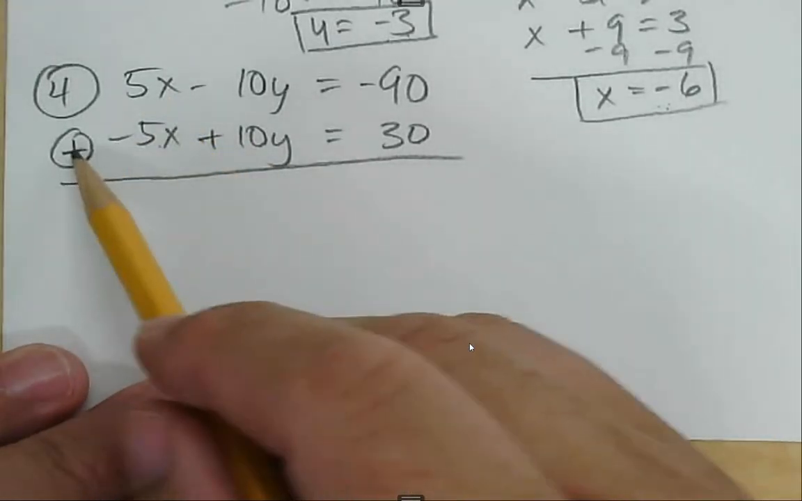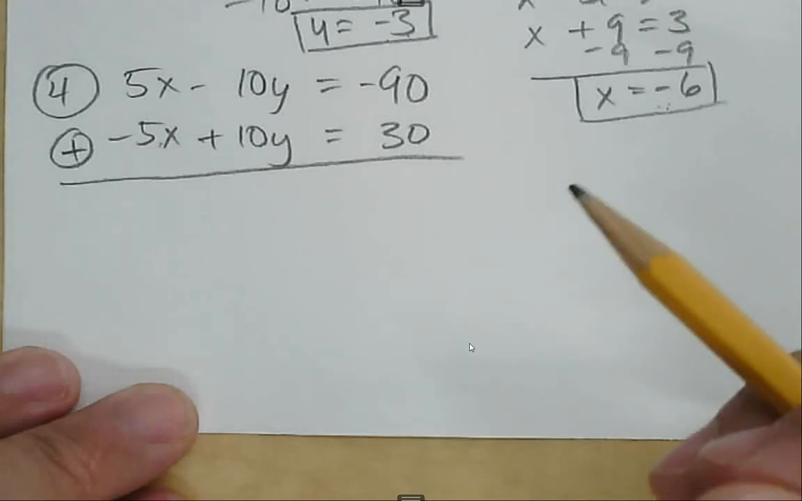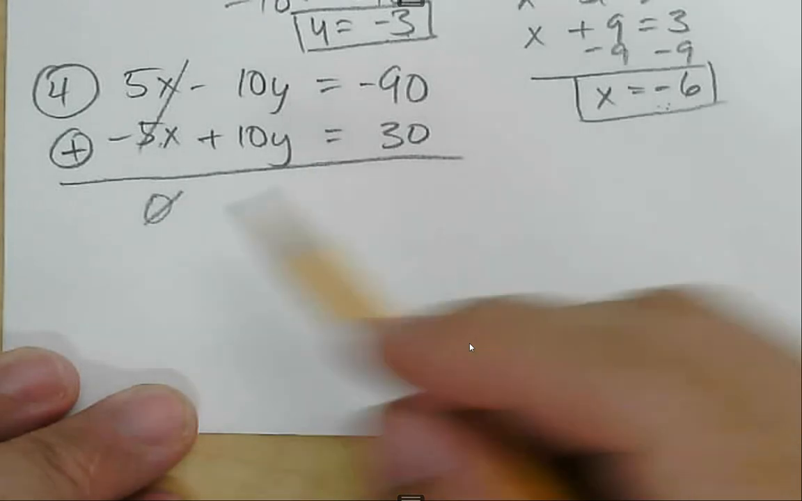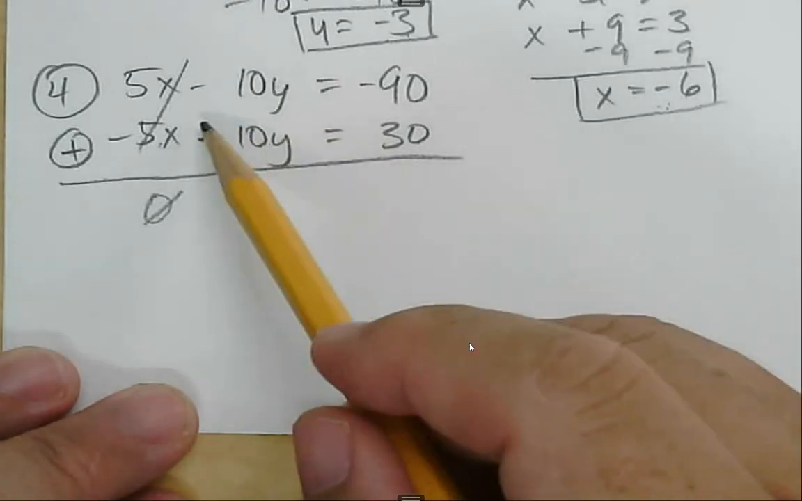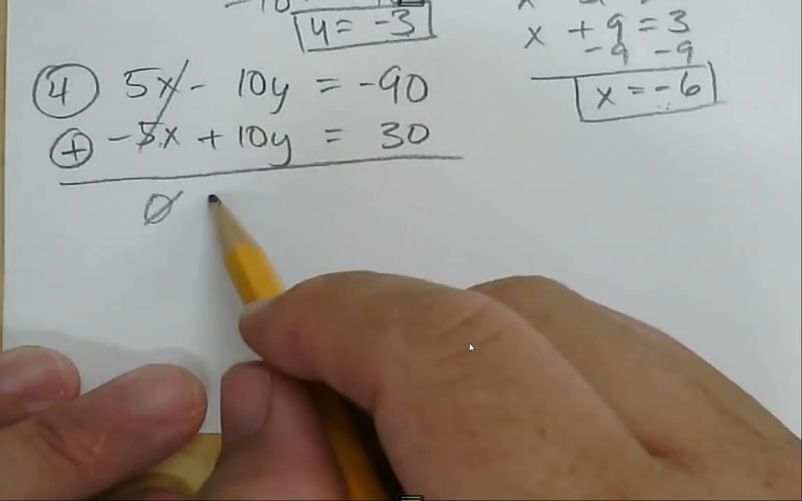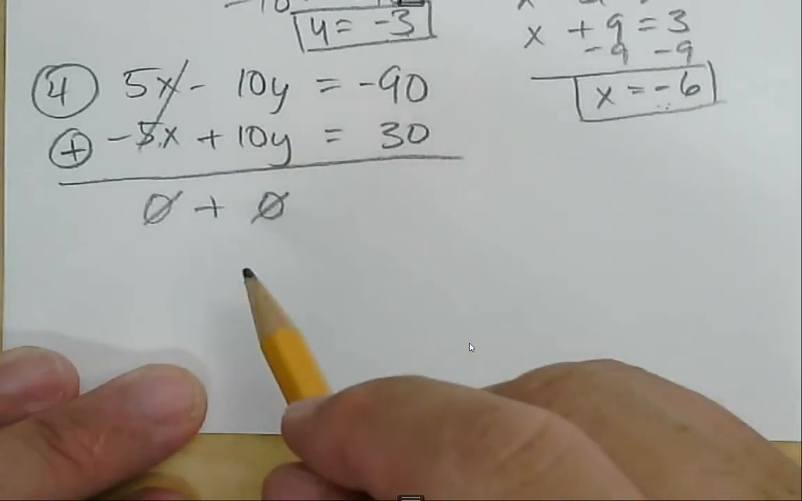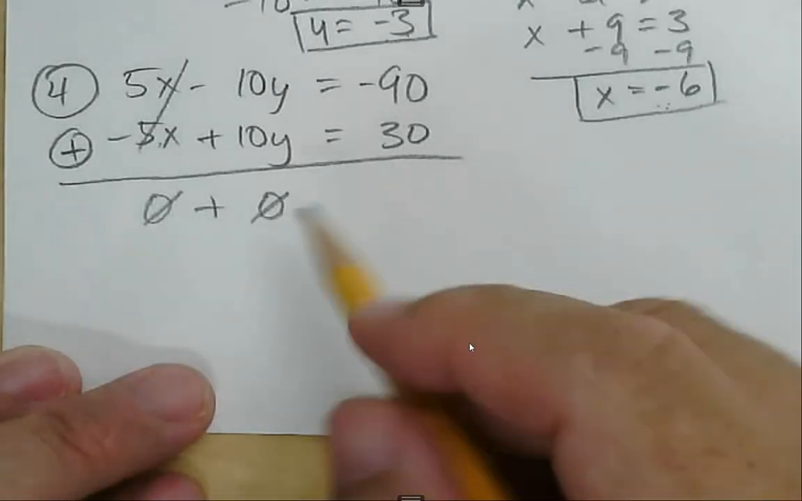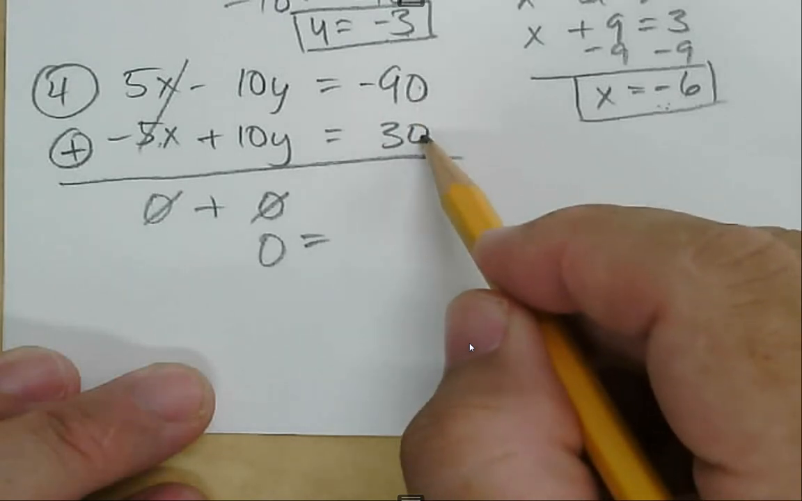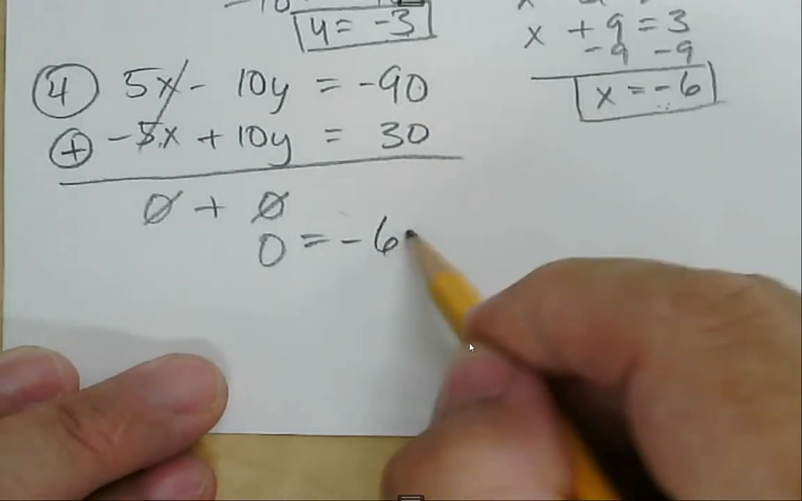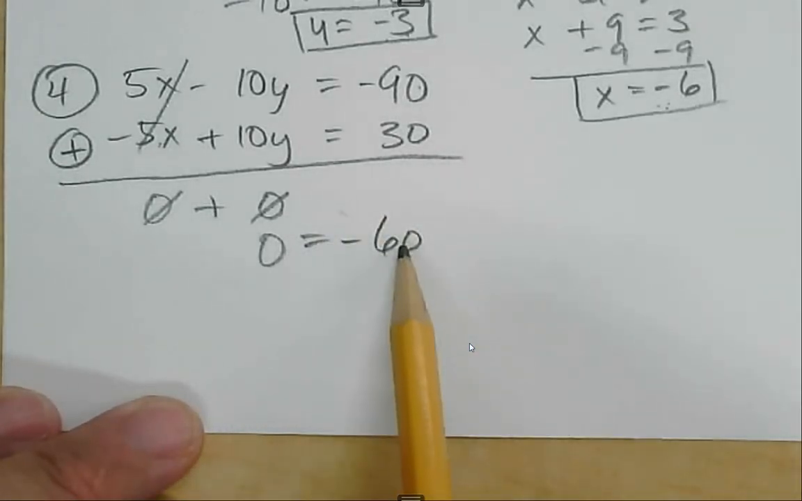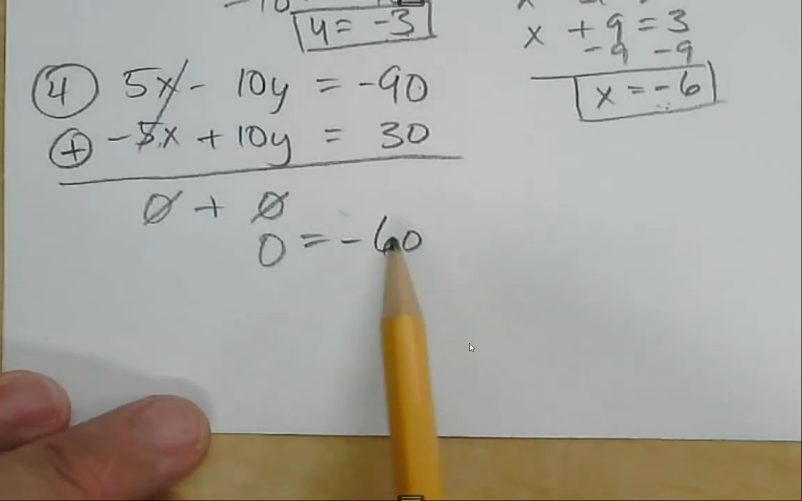If I have 5x plus negative 5x, if I had $5 and somebody took that $5 away, I no longer have any money, so that becomes 0. Now let's think about this one. If I have negative 10y's and I add positive 10y's to it, where am I going to end up? Well, I'm also going to end up at 0. So now I have 0 plus 0, which is basically 0. And here I have negative 90 plus 30, which is going to equal negative 60. So my question to you is this: does 0 equal negative 60? Well, of course not. 0 and negative 60 are totally different.